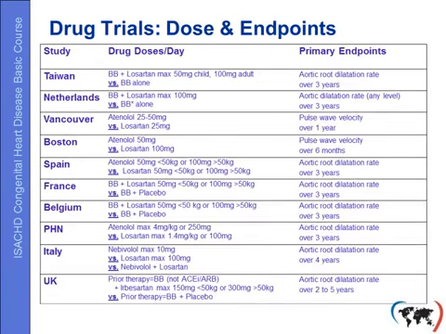The pediatric and adult doses for losartan tended to be similar in most of the trials, but the NIH-funded PHN trial across the US and also Ghent, Belgium, and here in Toronto used much higher doses of beta blocker, up to 4 mg per kilo per day of atenolol, and to a maximum dose of 250 milligrams per day in an adult. The primary endpoint was aortic dilatation in most trials, but 2 smaller studies in Vancouver and Boston also looked at pulse wave velocity as a measure of aortic stiffness.